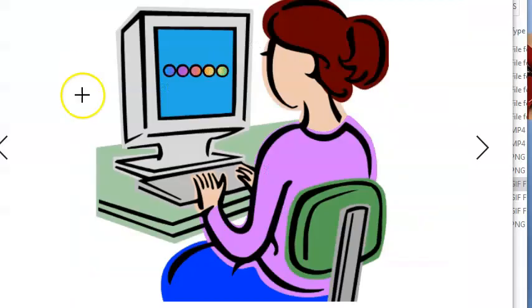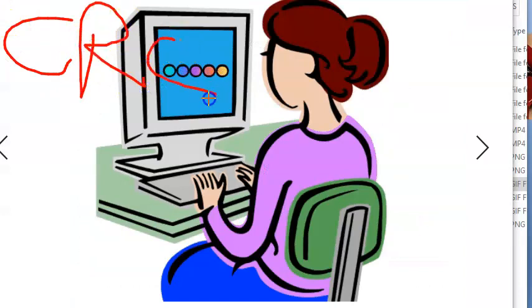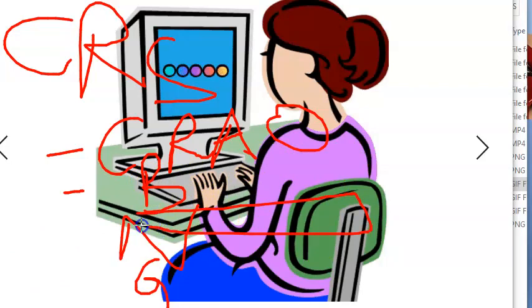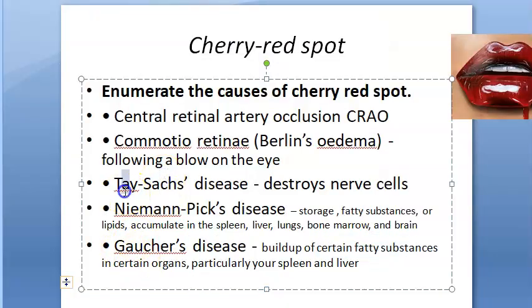Will you be able to write in the exam, what are the causes of cherry red spot? CRAO, central retinal artery occlusion. The main one, you'll write that. Then what will you write? Niemann-Pick disease, Gaucher's disease. Then if you punch that guy in the eye, commotio retinae, Berlin edema. Then what else? Something has to happen to the retina, right? What is it? Tay-Sachs disease.